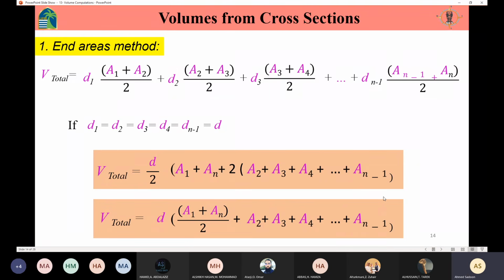So this formula here is similar to the trapezoidal rule. Instead of using offsets, here we are going to use end areas. That is why, before, when we talked about the end areas method, we said this method is comparable to the trapezoidal rule, just instead of using offsets, here we are going to use areas.